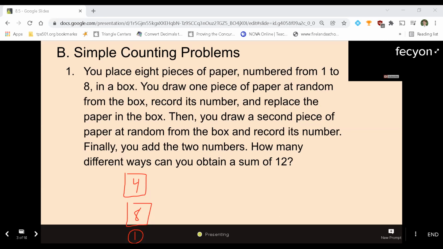If you want to go into law school, these are the type of problems on the law school admissions test. Kind of. There's a little bit more to it.